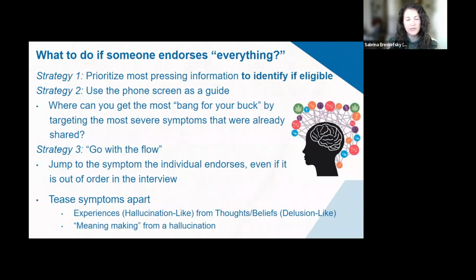So what do you do if someone endorses everything? First, I just want to normalize. It's not possible to always get through everything. So you will need to prioritize areas of the intake to get the most pressing information. If you're a team that uses a phone screen as a guide for your assessment, this can help you highlight areas of primary concern or areas where you need to clarify.